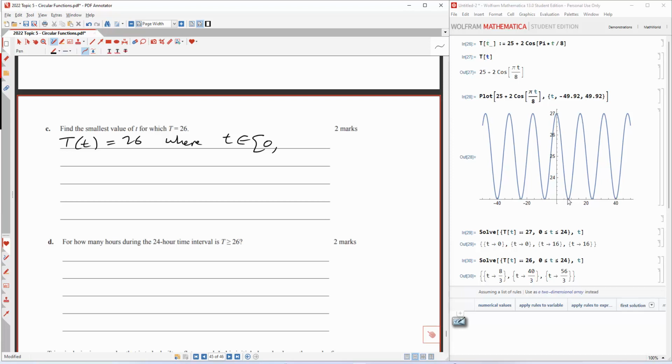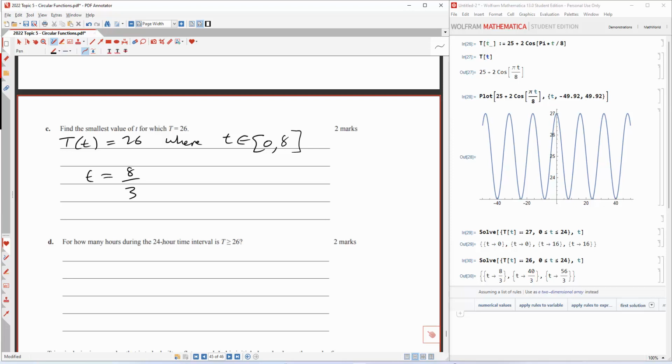what's half the period? 8. So I'm just choosing 8 as a value to search between because I know that that's going to be this one here. So you could choose 9 or 7 or whatever it is, but we know it's going to be somewhere here. And in fact, the answer is t is equal to 8 on 3. So there's your 2 marks, one for method and one for answer.